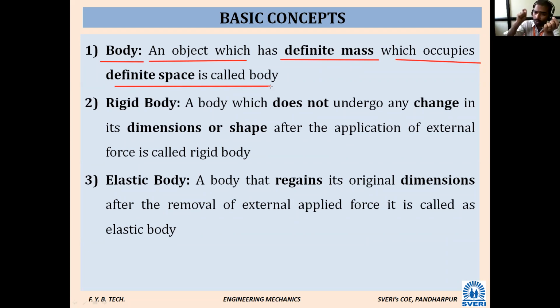Whenever you take any object which has a mass and also occupies a definite space, it is called a body. So this is one object over here. A chalk piece has a mass and occupies a space, so that is also a body. You can take a table or any structural component, a column, a beam, anything, but it should have mass, and it should occupy a definite space, then that is called a body.